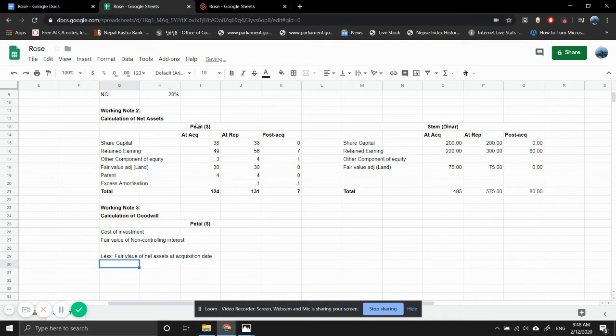date, right? This will be our goodwill at acquisition. So this will be our bold figure. Right, so we will do the same thing for this one as well.